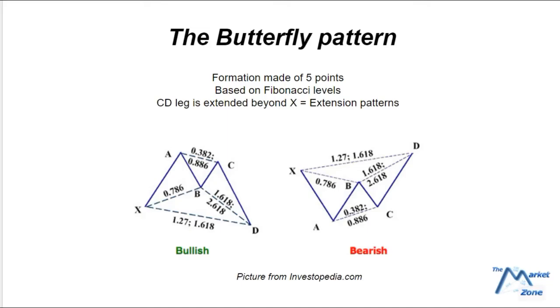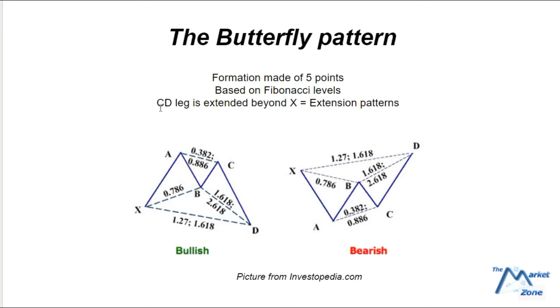A butterfly pattern is a formation made of 5 points, similar to the bats, the Gartleys, if you're familiar with harmonic trading. And if not, you can read more about it at www.themarketzone.net. Go to the Learning Center tab and see the harmonic trading section there. You can read more about bats, Gartleys, and the rest of the harmonic patterns. It is also based on Fibonacci levels, just like most of the harmonic trading patterns.